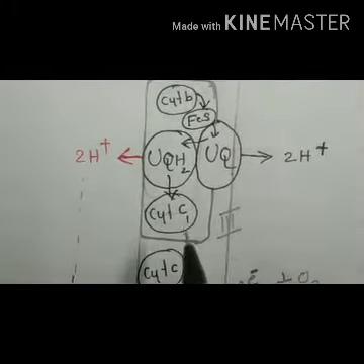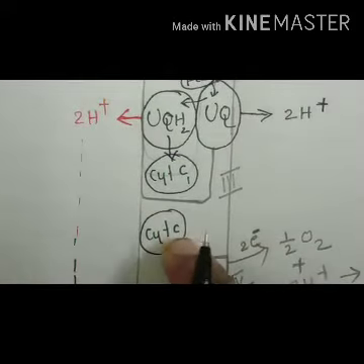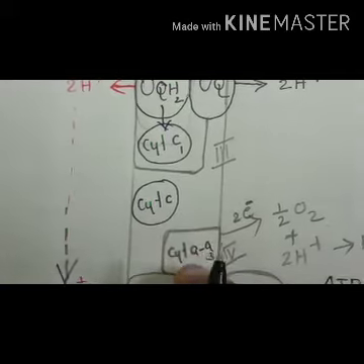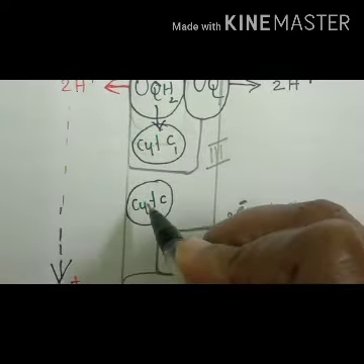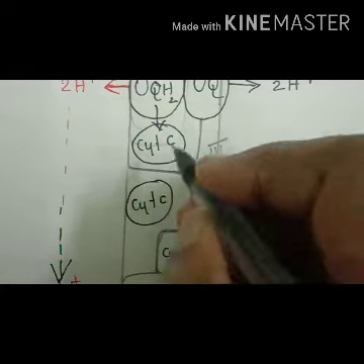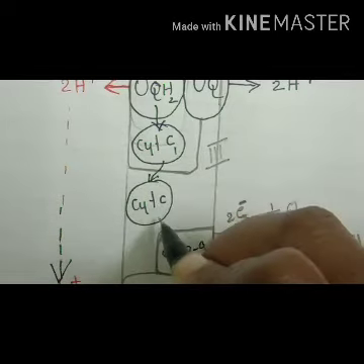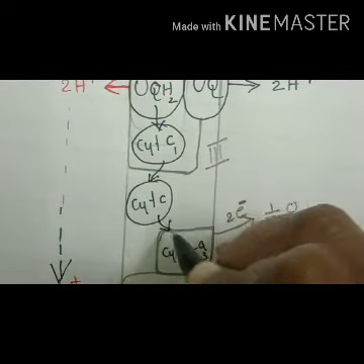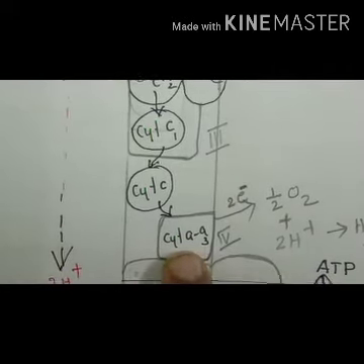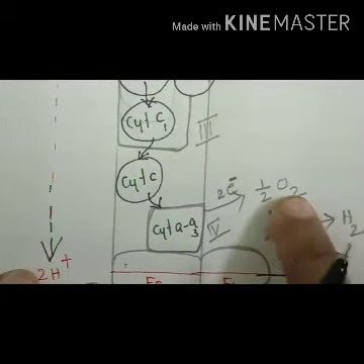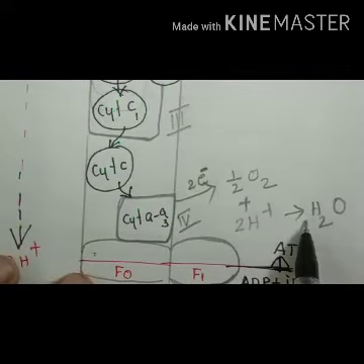From cytochrome C1, the electrons move to the next complex, that is cytochrome AA3, and in between we can see an intermediate one, that is cytochrome C. So from cytochrome C1, the electron moves to cytochrome C. Through cytochrome C, it moves to the fourth complex, cytochrome AA3. And from there, the electrons are received by the oxygen, and that leads to the formation of water.